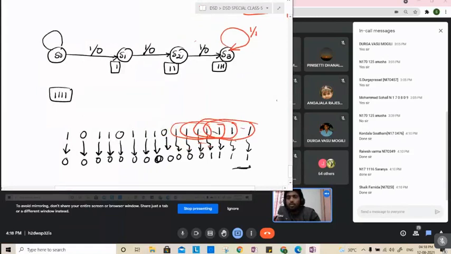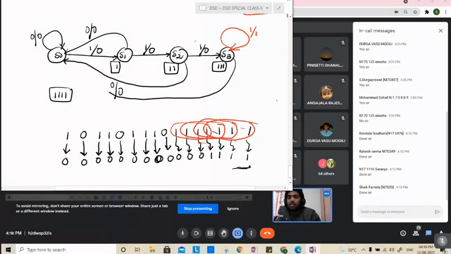So here it is. 0 by 0. After S1, reset condition. After S2, again this is reset condition only. After S3, it is again reset condition.